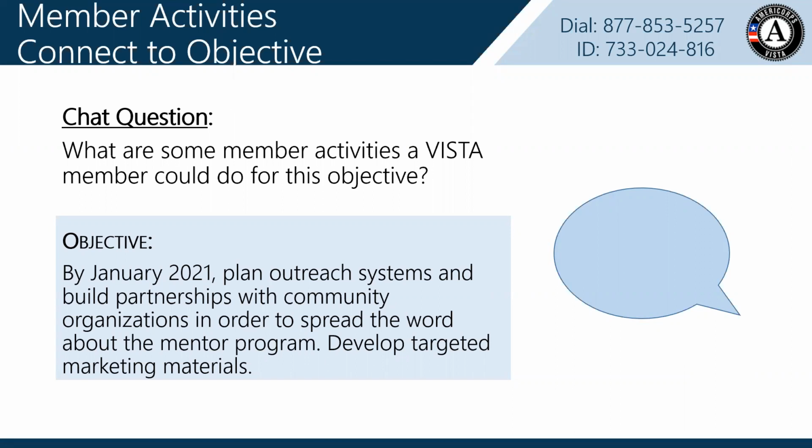So we're going to share with you an example in our particular case from our sample VAD, and we'd ask you to put your answers in the chat. Our objective that we're given here: by January 2021, plan outreach systems and build partnerships with community organizations in order to spread the word about the mentor program, develop targeted marketing materials. What are some of the member activities a VISTA member could do for this objective? We'd ask you to jot those in the chat box. Don't worry about perfection. Sometimes this is the easiest part of just brainstorming it and making it up as we go, as we're first trying to get our ideas down.